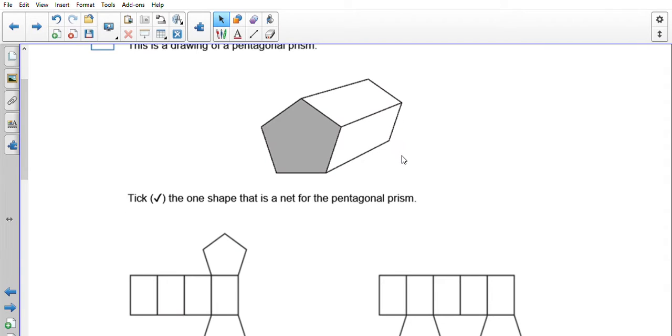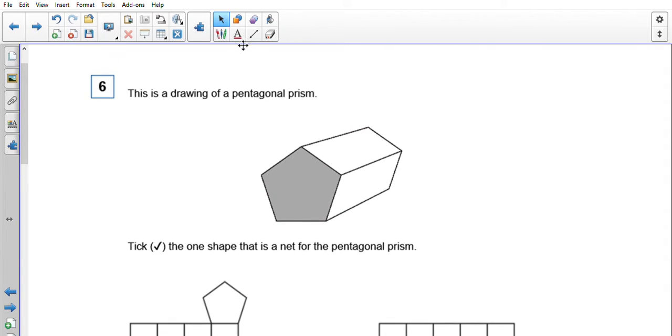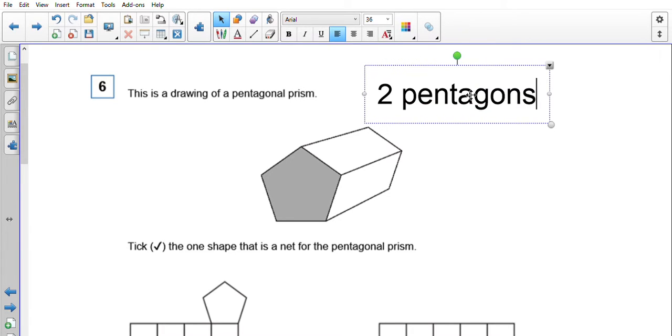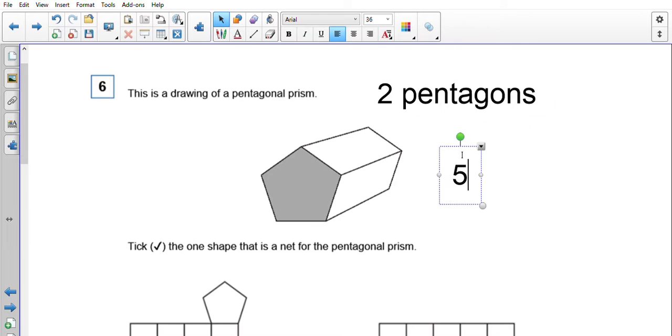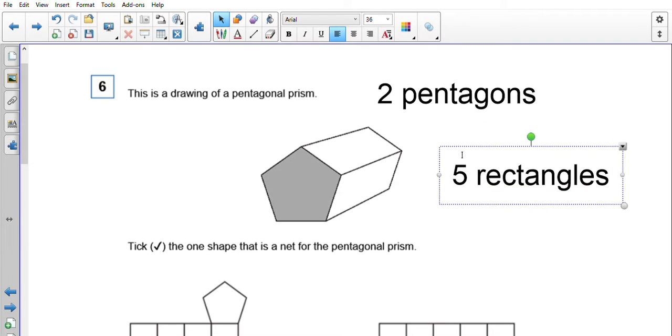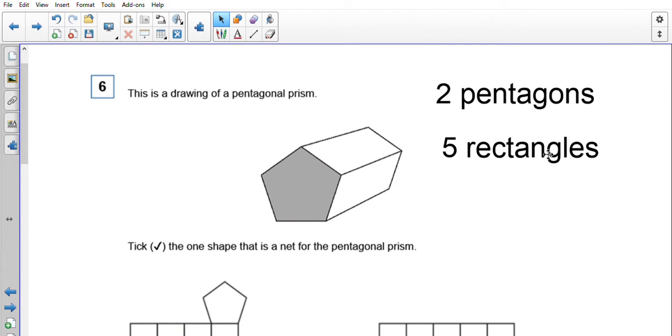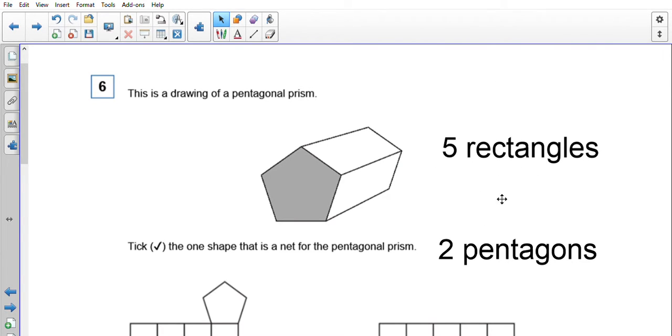Number 6 asks us about this pentagonal prism. So we're looking for the shape that's the net of the pentagonal prism. For this, I'm going to need to know properties of the shape. That's going to help me out. So let's just pop it up here. Let's have 2 pentagons. And I know that I'm going to have 5 rectangles. So thinking about that, if any of my nets down here don't have those, I can instantly discount them.